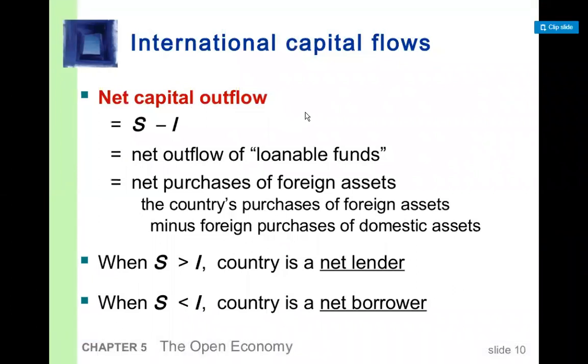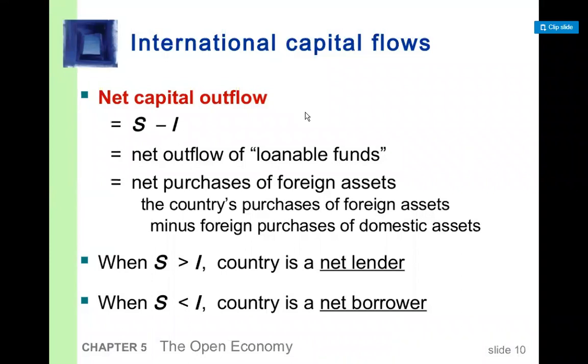So in the last class we did the net capital outflow equation, saving minus investment. Our savings is basically the supply of loanable funds. Investment is the demand for loanable funds. The difference between the supply and demand of loanable funds is the net outflow of loanable funds. Why do we say net outflow? Why don't we say inflow?